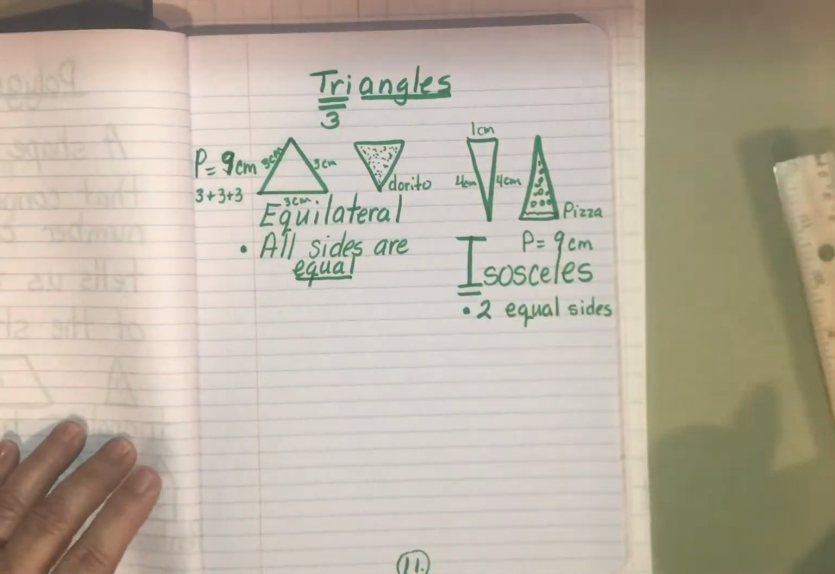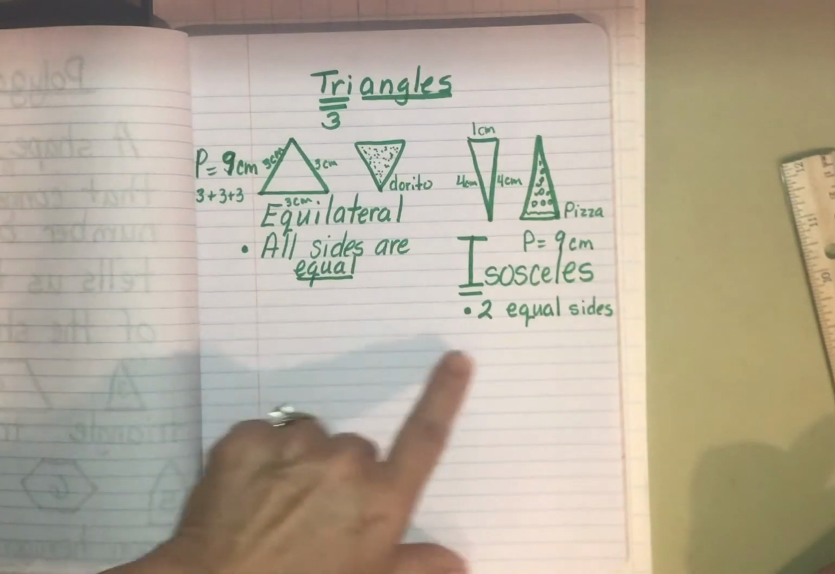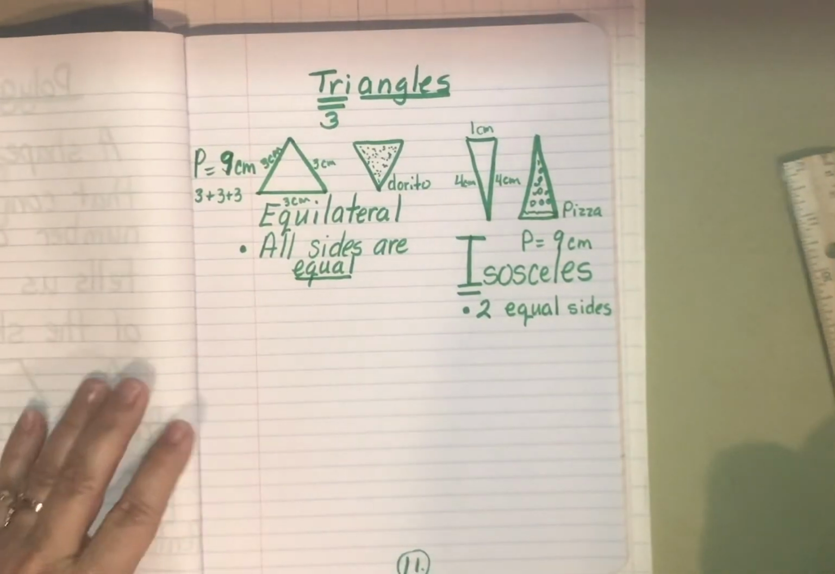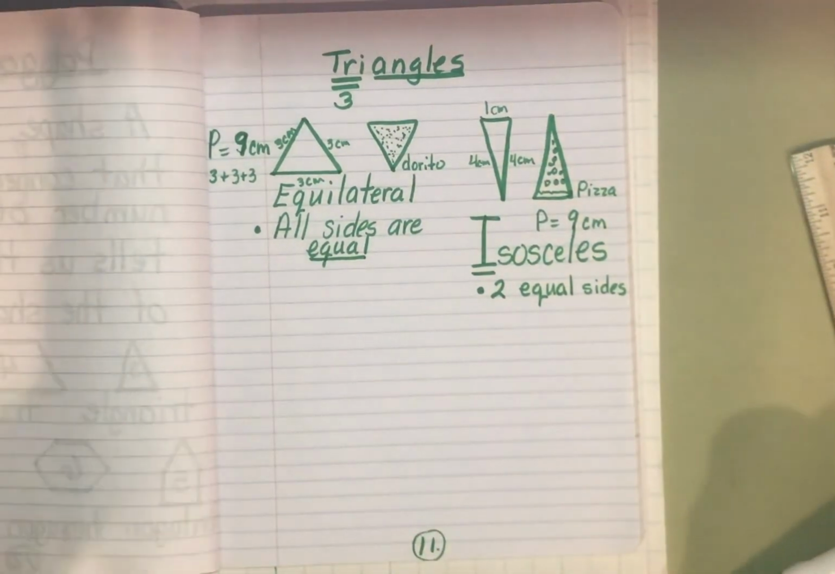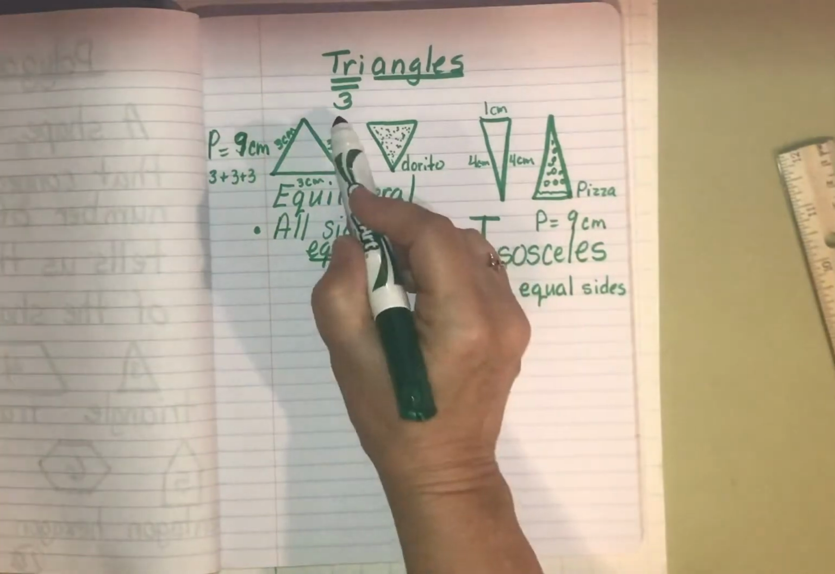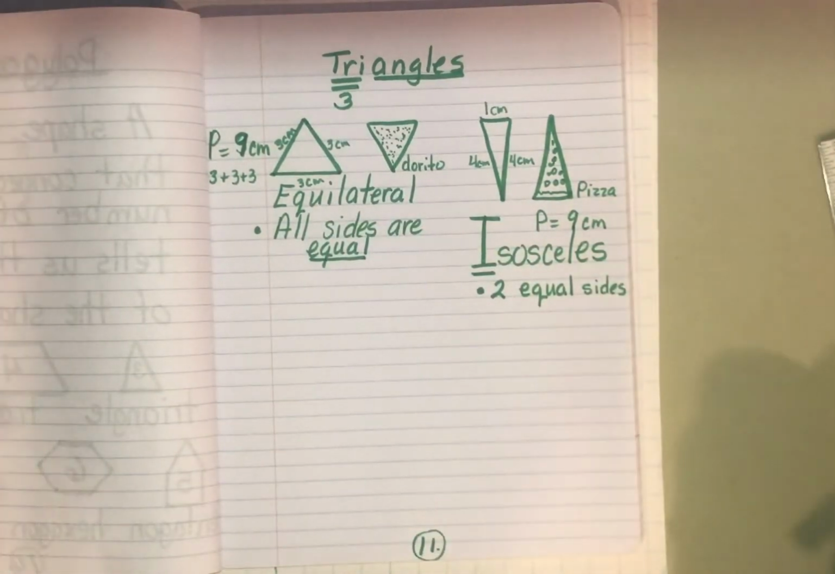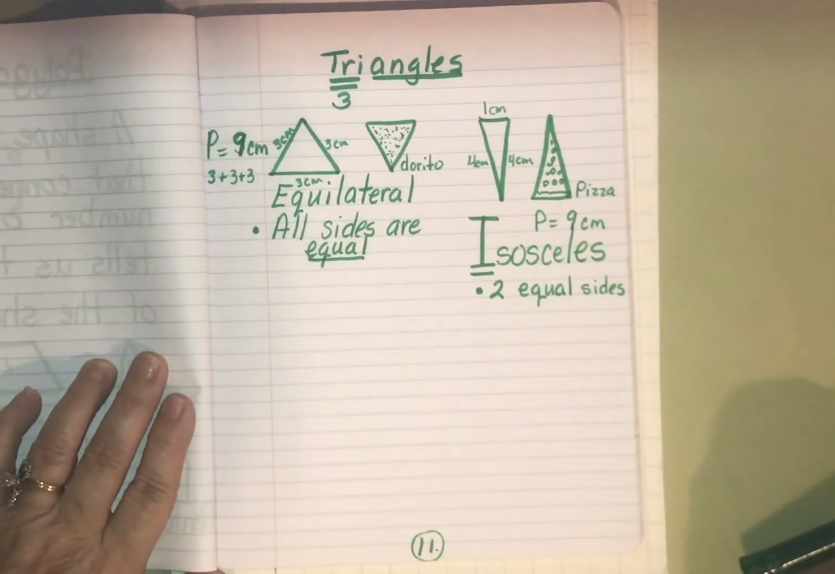Okay, so that's two triangles: the equilateral where all sides are equal, the isosceles where two sides are equal. And now let's learn about the next one. There are actually 4 different triangles. I would have liked to have said that there were 3 triangles because of 3, but no, there are 4. The next one is your right angle.